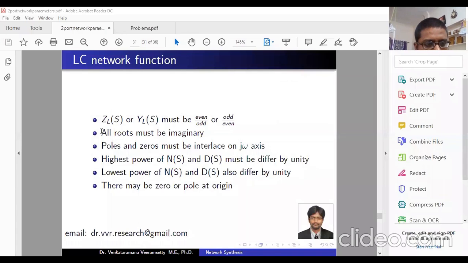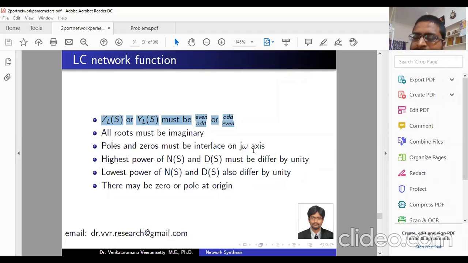Okay. Next, second point. This first condition we can verify just by the inspection method. Just by seeing the network function, we can identify whether it is a ratio between even by odd or odd by even of the polynomials. That can be verified by inspection. And coming to the second point, all the roots must be imaginary. That means both zeros and poles must be imaginary. That means the poles and zeros must be interlaced on the j omega axis.